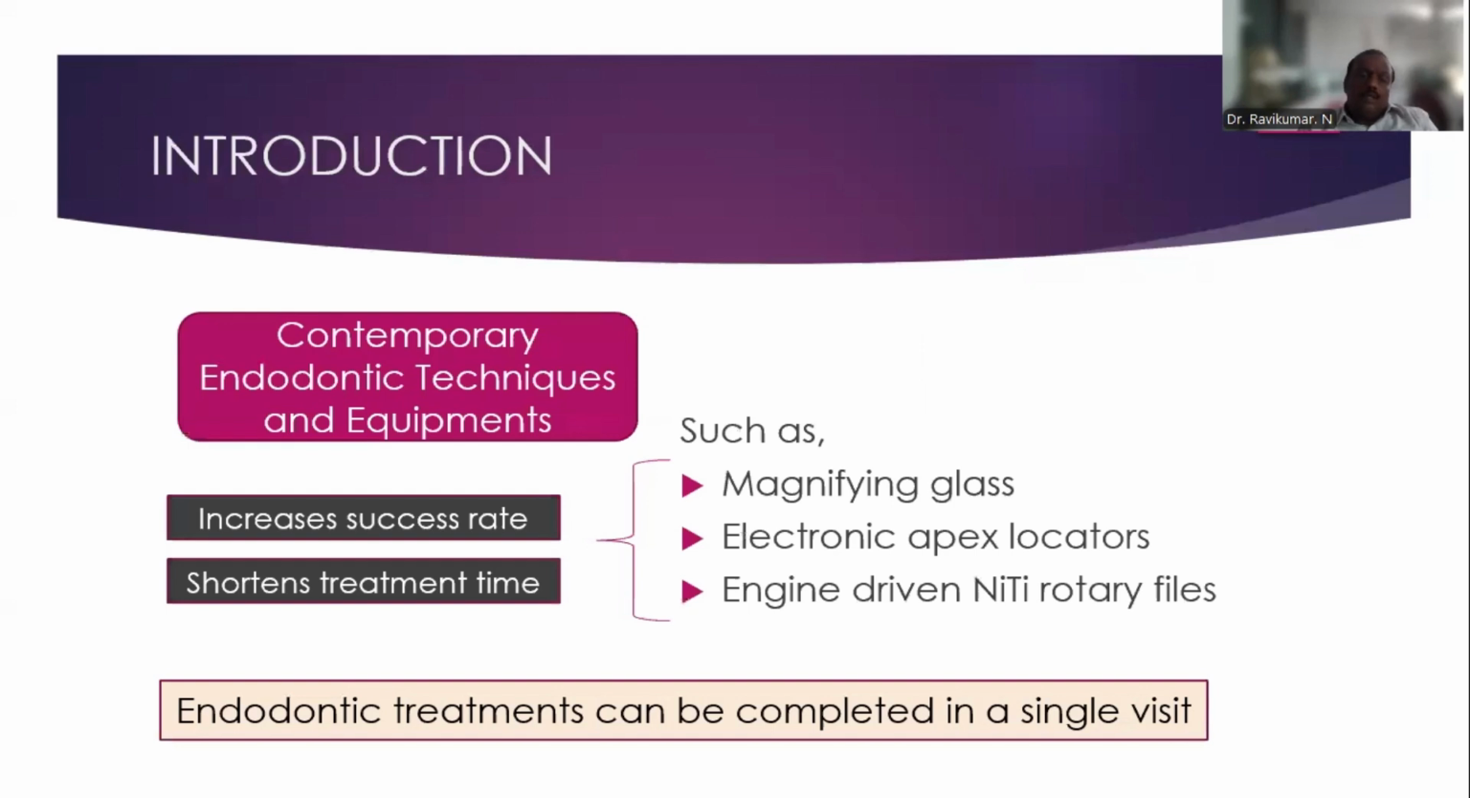For that, what other things do we need? We need a magnifying glass. We need an apex locator. We need rotary instruments. So with these gadgets, we can finish the root canal in a single visit. Within a stipulated time, we can complete the procedure. This is single visit.